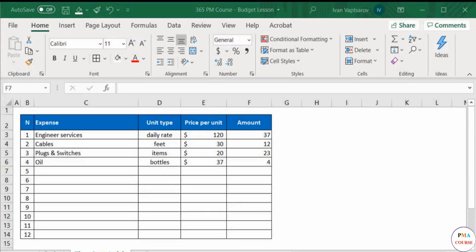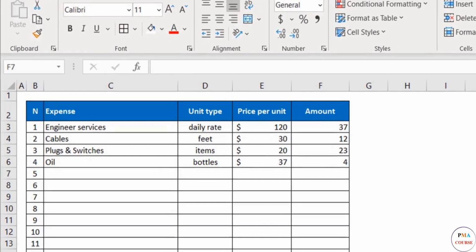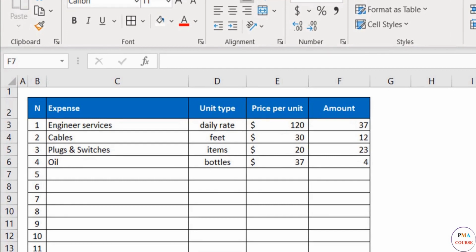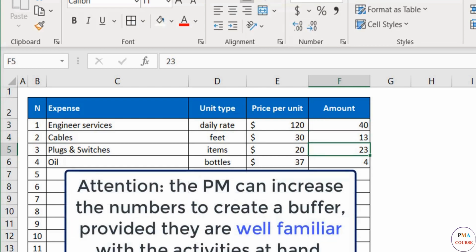In this example, I will increase the numbers, provided I am familiar with all these activities. The estimated hours of the engineer, for example, are estimated at 37, so I decide to increase it to 40 for my budget. I do the same for all other lines, considering their specific reality.